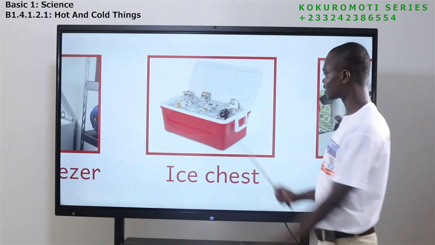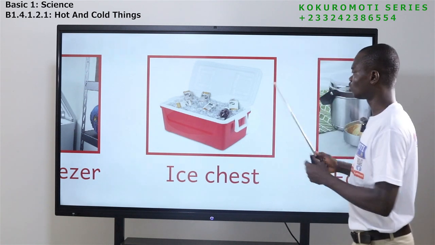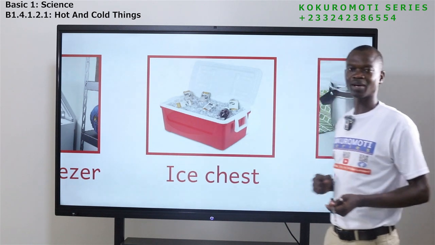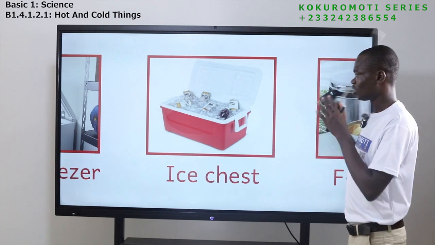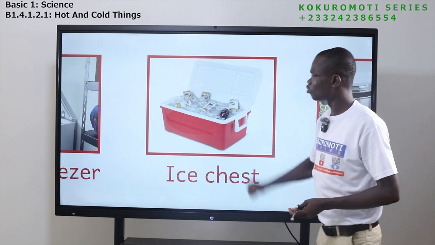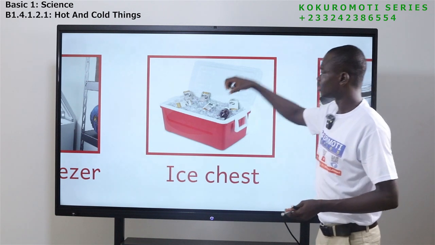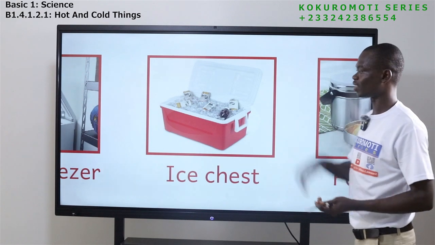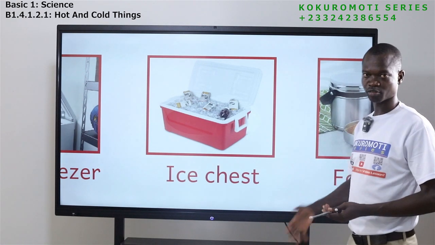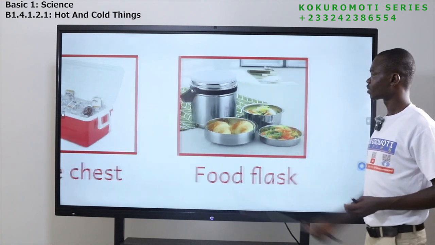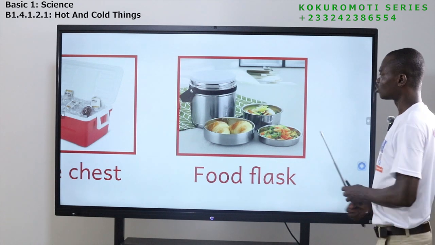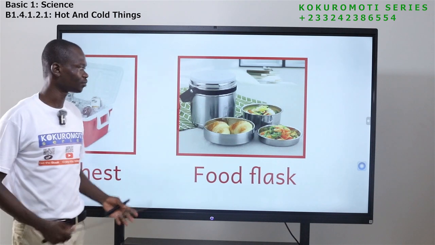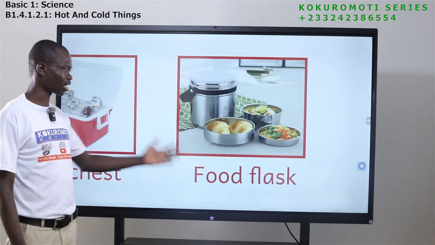Now let's come to this side. Ice chest. Yes, this is how ice chest looks like. So mostly we put what? Ice blocks in it, and then we put our things on the ice block. So the ice chest will make sure that the things will not become hot, but rather stay cold for a long time for you to use. Now the next one is what? Food flask. So food flask can keep things cold, at the same time it can keep things what? Hot. So this is another one, food flask.